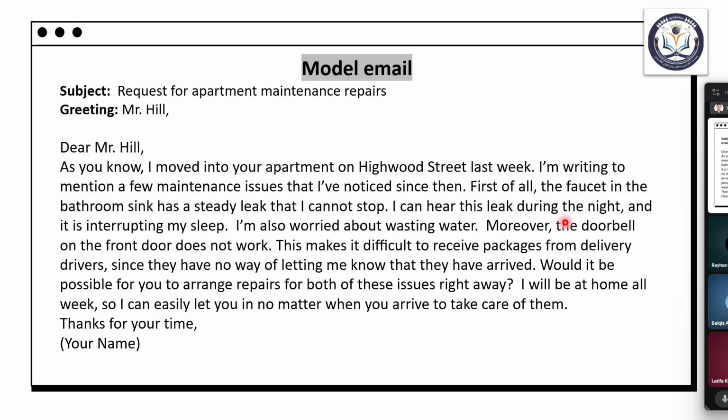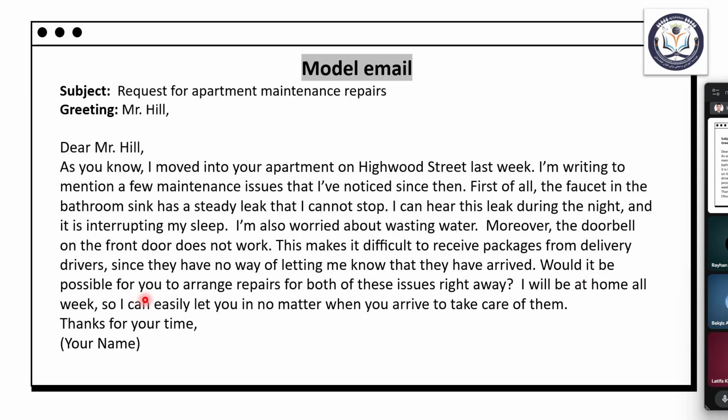I can hear this leak during the night and it is interrupting my sleep. I'm also worried about wasting water. Moreover, the doorbell on the front door does not work. This makes it difficult to receive packages from delivery drivers since they have no way of letting me know that they have arrived. So it's a problem.